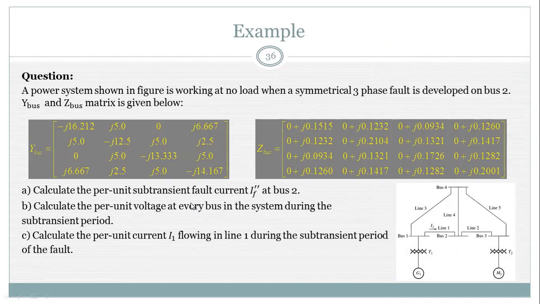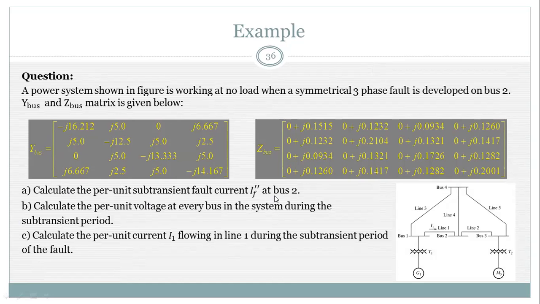At first, we have to calculate the per unit short circuit fault current, that is the subtransient fault current at bus 2. To calculate it, we first have to calculate the bus impedance matrix. This is the admittance matrix of the system, and this is the impedance matrix. The impedance matrix is the total inverse of the Y bus matrix, not the inverse of the elements of the bus admittance matrix.